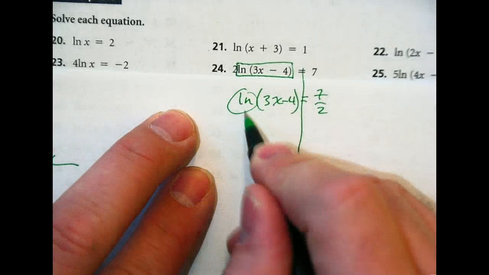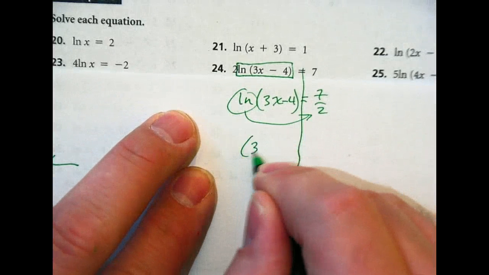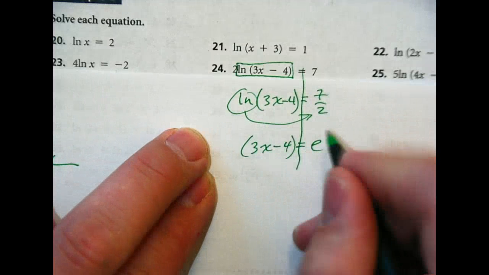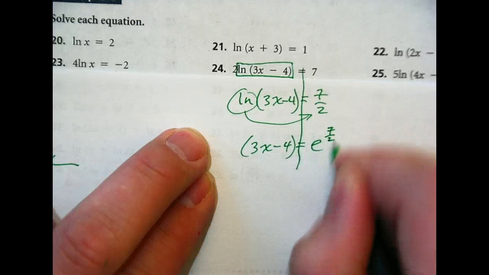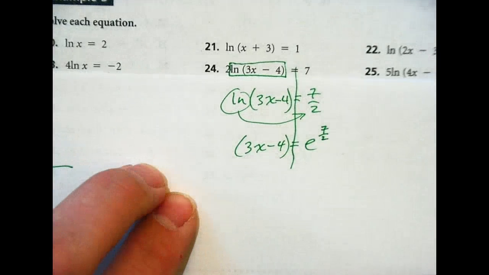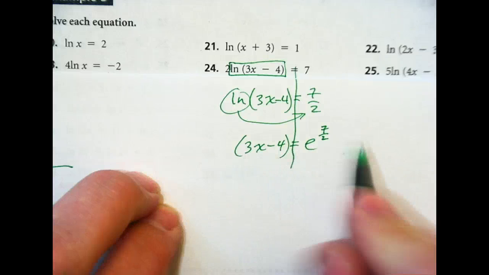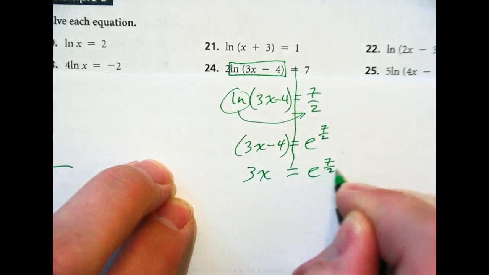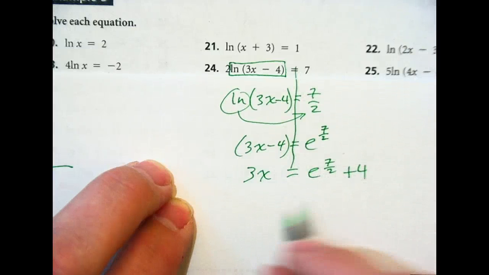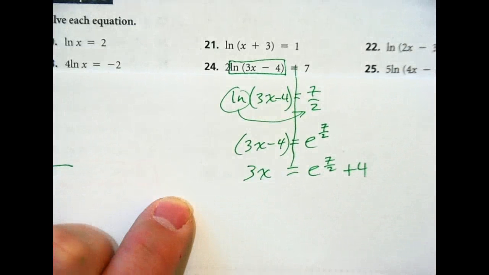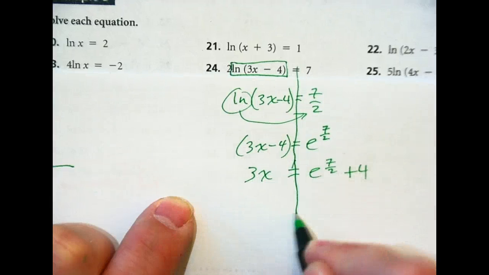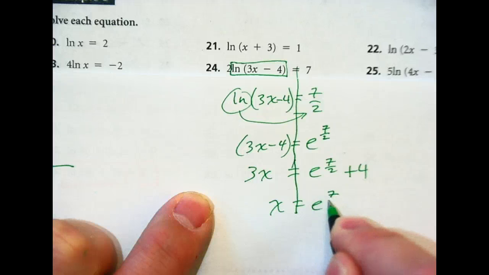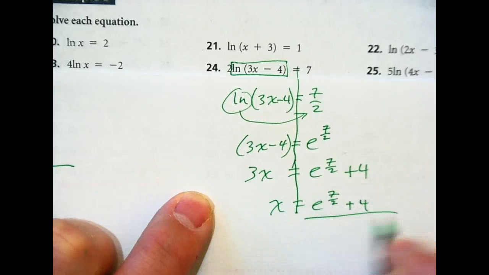Then we move the natural log over. Realistically, that's making that e to the 7/2 power. Then isolate x by adding 4. The opposite of subtracting 4 is to add 4. Notice I'm not calculating e to the 7/2. And then I'm dividing by 3. So e to the 7/2 plus 4 all divided by 3.